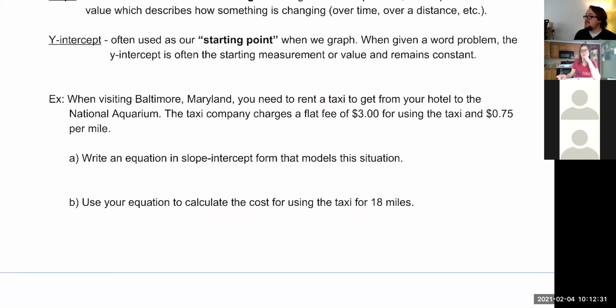So the 75 cents is describing basically how the total is going to change with each additional mile driven. So even though the 75 cents itself, the value, doesn't change, it's describing how something else is changing. So I would absolutely agree. 75 cents per mile would be our slope.